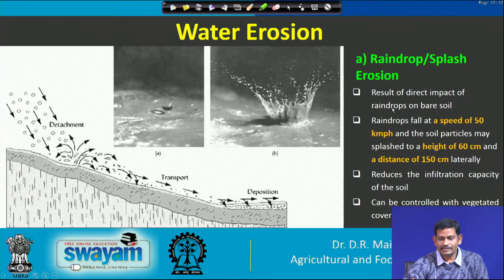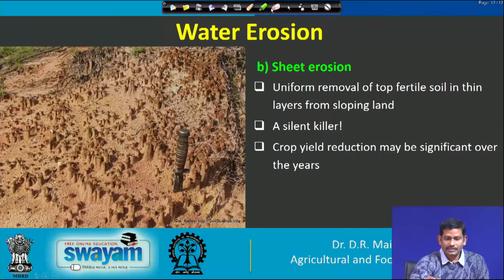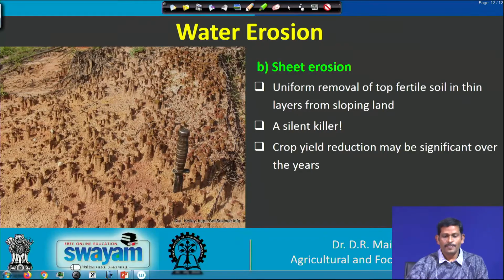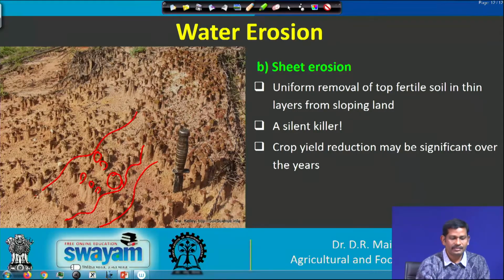So, then the next is sheet erosion. If you see in this picture, there are some heavier particles left here that are remaining. The flow has transported the finer particles, and the sheet of soil is being eroded here. Sheet erosion is a uniform removal of top fertile soil in thin layers from the sloping land. This is very important in agriculture, because the top fertile soil is very important for cultivation.